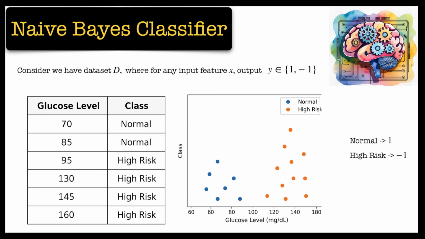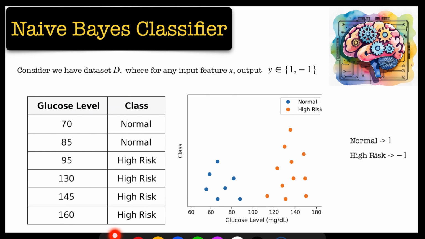Here, let's discuss one famous machine learning classification technique called Naive Bayes Classifier. So, this is a probabilistic approach. Consider we have the dataset D, where for any input feature X, output is Y, which is 1 or minus 1. So, basically we are talking about binary classification here, where we have two different categories. Naive Bayes classifier can be extended for multi-class classification as well. But here primarily we are starting with binary classification.